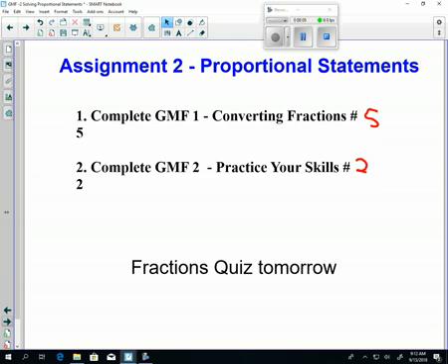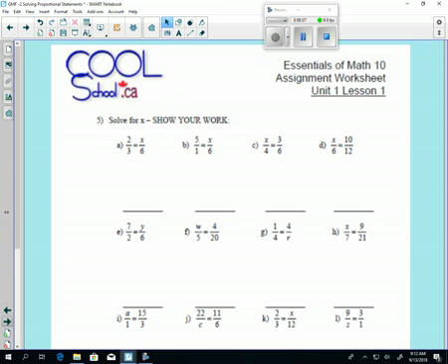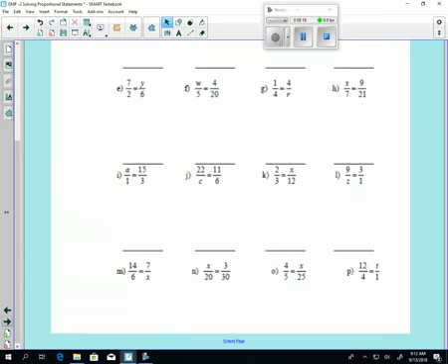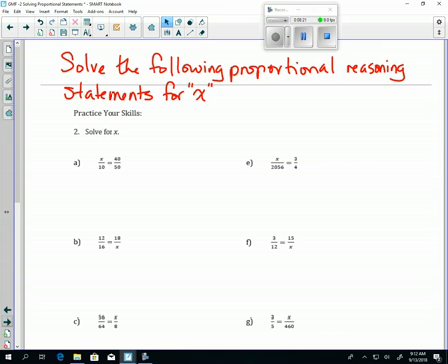Okay. So this is what your sheet should look like. Your number 5. That's on the fraction sheet I gave you last day. So you have these questions to solve, all of these questions, and then your proportional statements number 2, you'll have these.